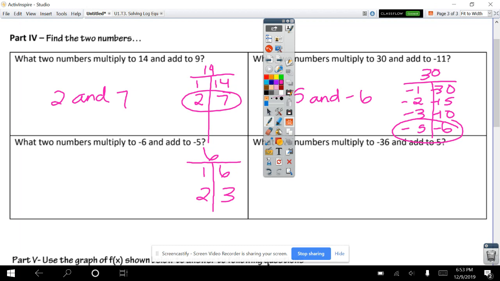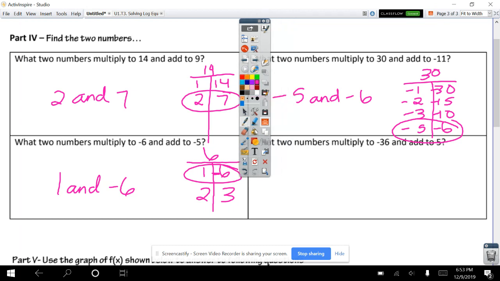So I need to look at which one of these pairs has a difference of 5. That would have to be 1 and 6. Be careful. 2 and 3 do add to 5, but their difference is 1. And since one of them has to be negative, that wouldn't work. So I have to pick 1 and 6, but then I have to decide which is negative. Well, if I'm adding to a negative, then the bigger number should be negative. So 1 and -6.